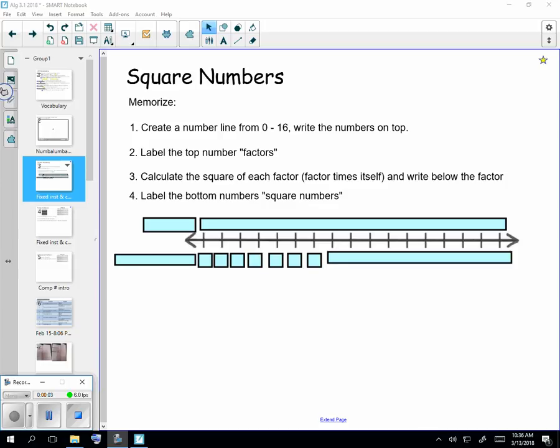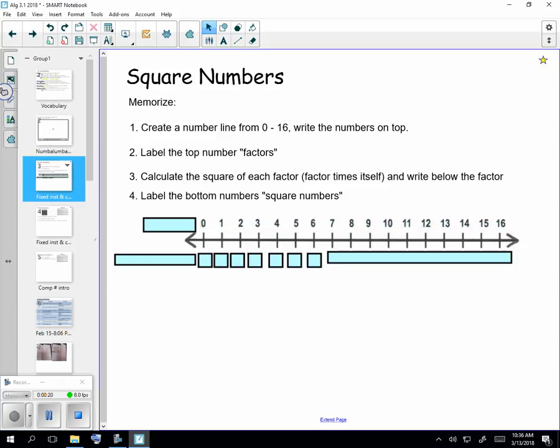Square numbers. You will be required to memorize the first 17 square numbers. Fortunately, there's an easy trick to do so. How to figure out the square numbers. There's 4 steps. Step 1, create a number line from 0 to 16.